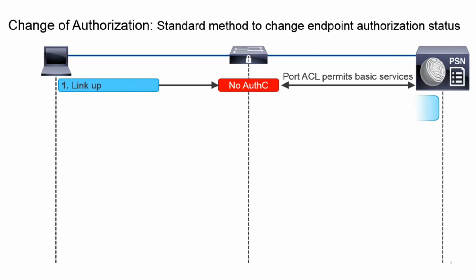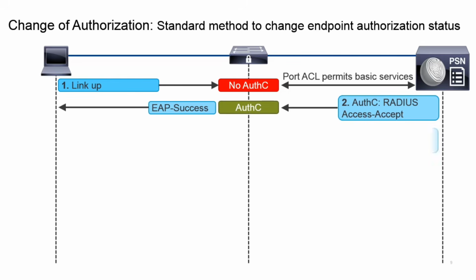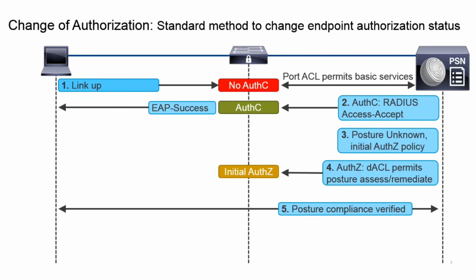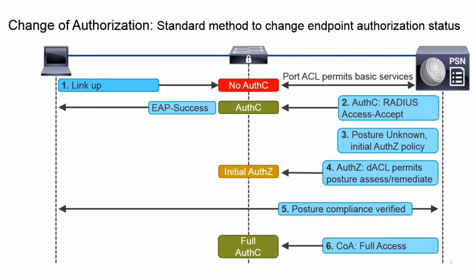Now, after successful authentication, the endpoint posture remains unknown. Authorization may use a downloadable access list that allows Cisco ISE to perform profiling, security posture, and guest services. Once endpoint posture compliance is verified, Cisco ISE sends a COA message to the Authenticator and supplies extended access privileges. Typically, this is a DACL. Cool. Did you see how we went from unauthenticated minimal access to slightly elevated access to full access? That's the power of COA.